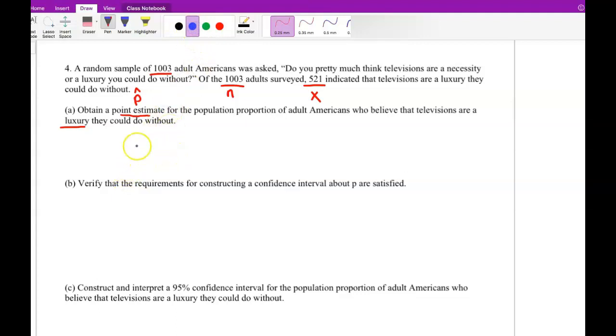Now the answer is, p hat equal to x divided by n. X, so 521 believe that that is luxury. And here also we were asked for that part. So we have luxury. So it's 521 divided by sample size 1003. So the answer is 0.519.